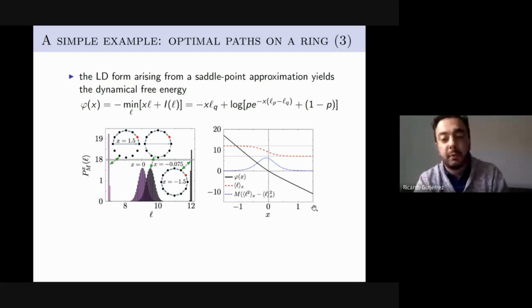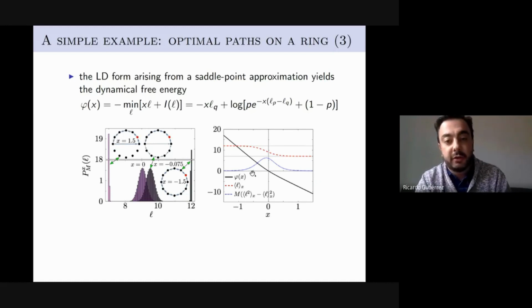When x gets very large, cycles are suppressed, and we get the lowest possible value, which is 7, which corresponds to the shortcut. Basically, in that situation, for example, if we take x equals 1.5, we just have this kind of motion.